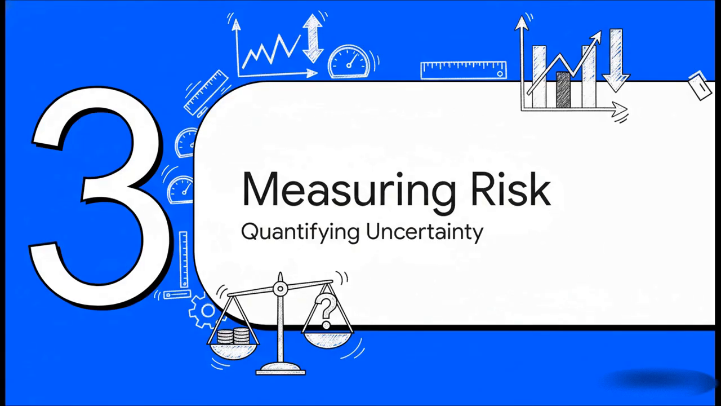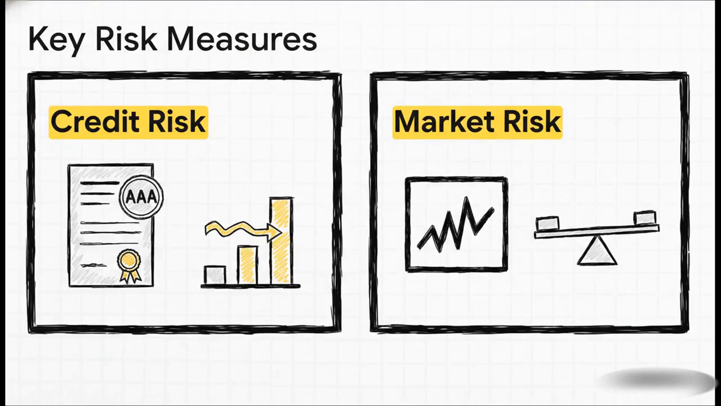Now, to use any of these strategies well, you first have to measure the risk you're facing. It's like that old saying, you can't manage what you don't measure. So let's open up the technical toolkit that investors use to actually put a number on risk. We can basically sort these tools into 2 main buckets. First, we have measures for credit risk.